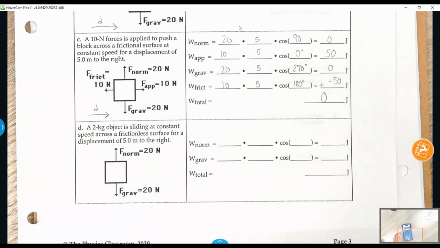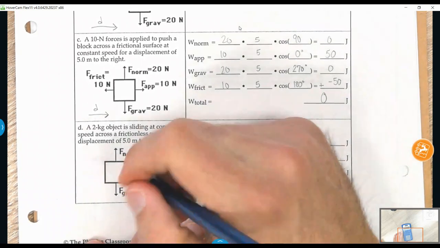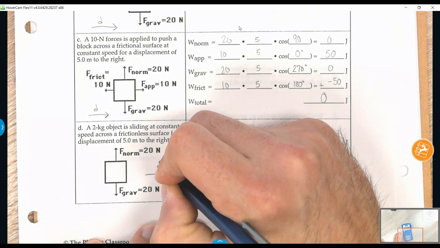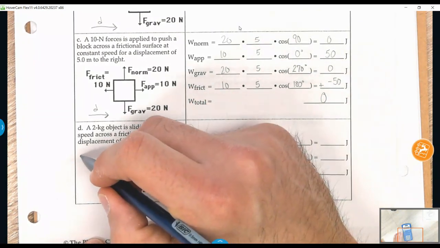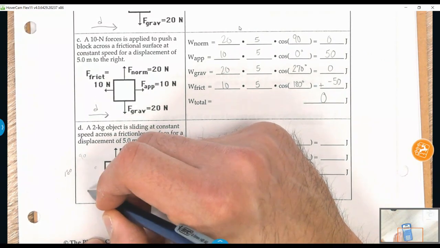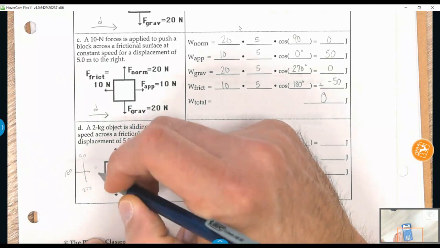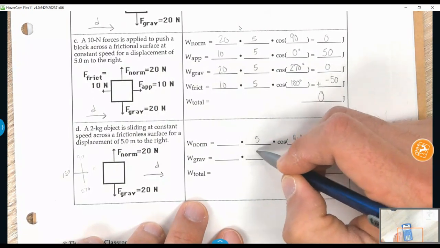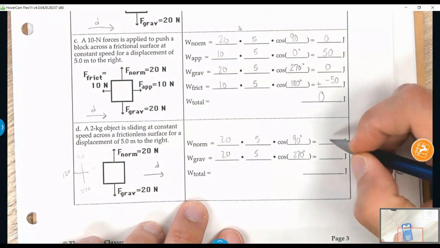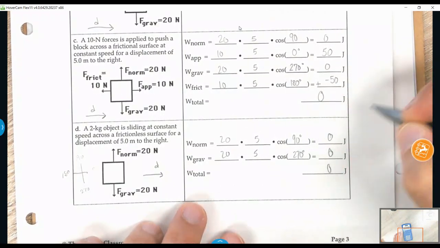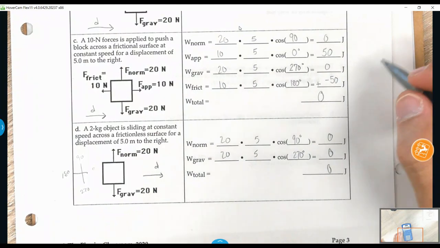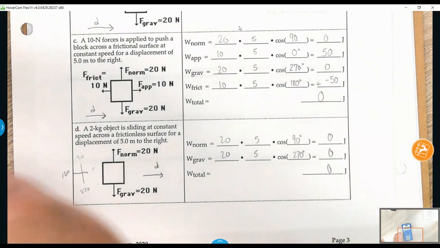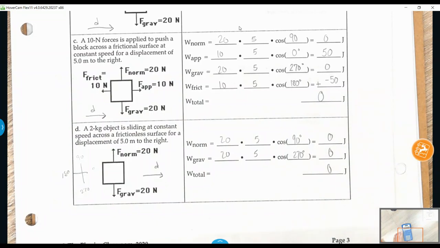You have a 2 kilogram object, great. We don't need the mass in this case. It's being pushed across a frictionless surface to the right with 5 meters of displacement. So the displacement is to the right. That means going up would be 90, and going down is 270. Still 5 meters. 20 and 20. No work is being done on the objects. All right, so that's pretty simplistic there.